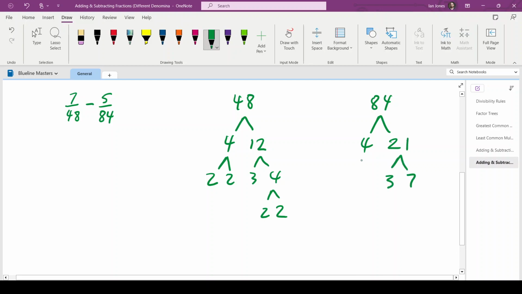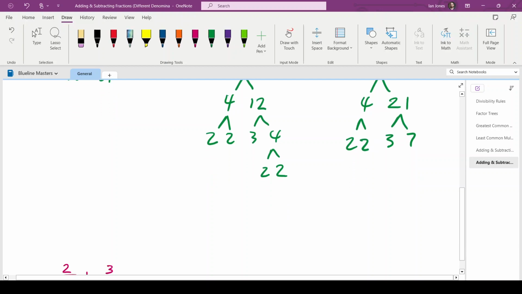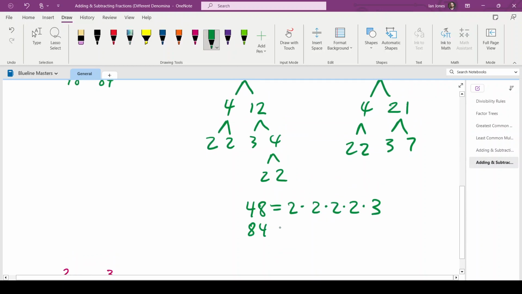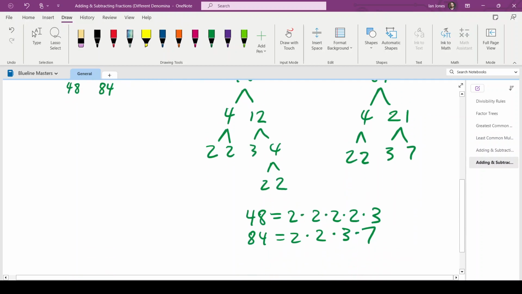21 is 3 times 7. 4 is 2 times 2. So I know that 84 is 2 times 2 times 3 times 7. All right, good. So I'm going to write out that 48 equals 2 times 2 times 2 times 2 times 3. And I know that 84 equals 2 times 2 times 3 times 7. Those are the factor trees.